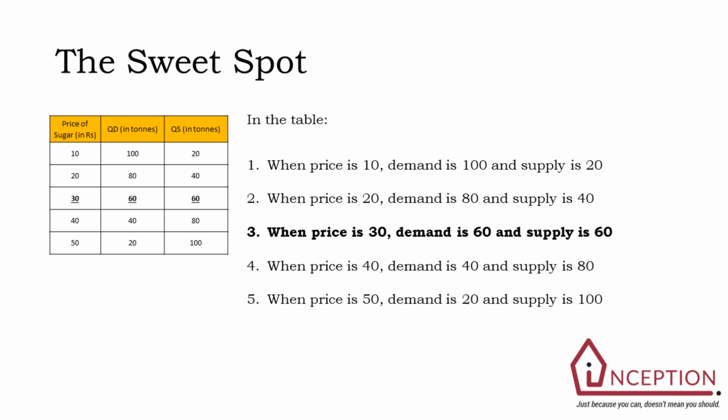But there is one point where the price of sugar is rupees 30 and the quantity demanded is 60 and the quantity supplied is 60. Now remember, the producer and the consumer do not know that there is a point of equilibrium called 30. So using a mechanism of trial and error, they try to find what is that price wherein I am also comfortable selling as a supplier and I am also comfortable buying as a consumer.